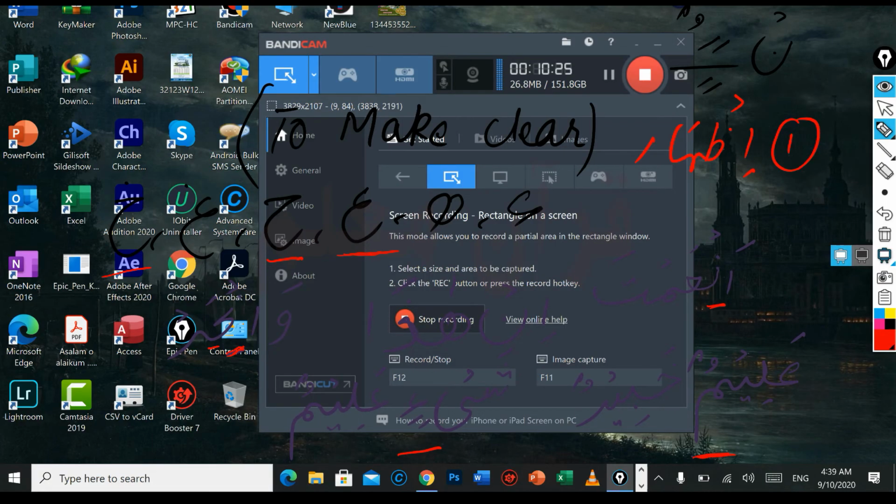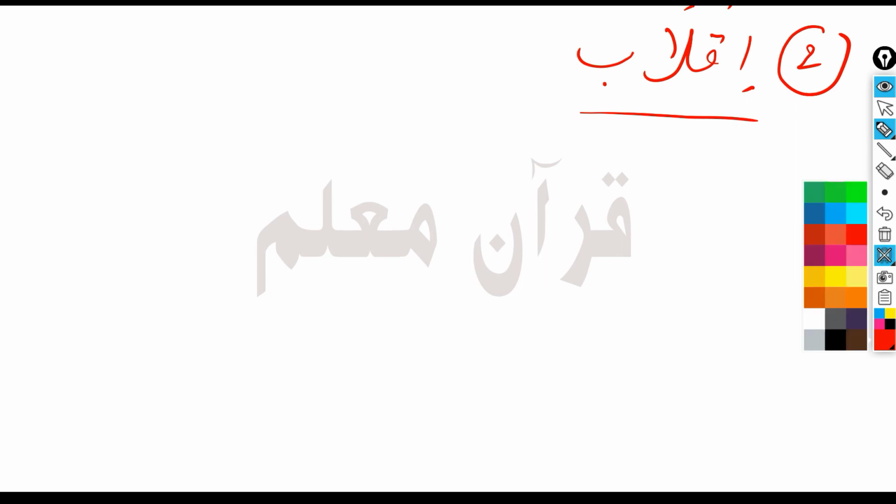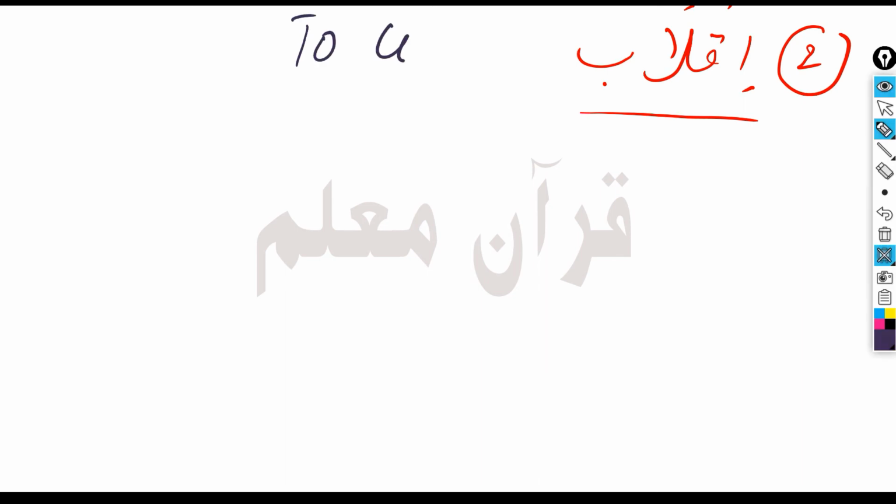Inshallah, now we will learn about the next part, which is iqlab, the second part of the gunnah with the nun sakin and tanween. Iqlab. First of all, we need to know its meaning. What is the meaning of iqlab? The meaning of iqlab is to convert.